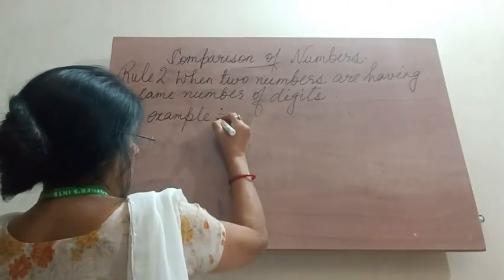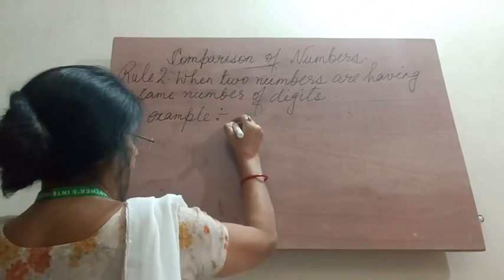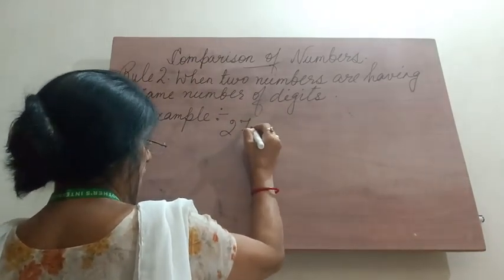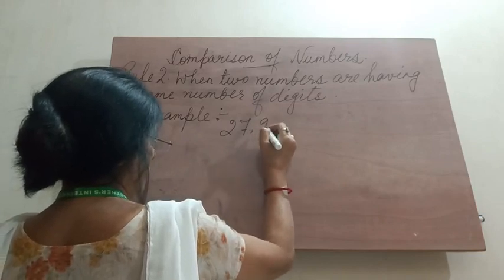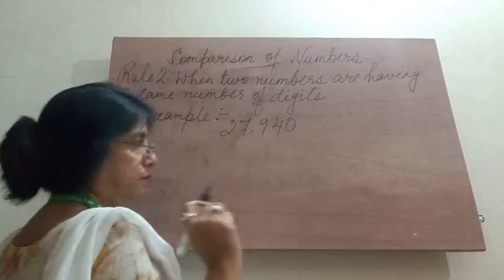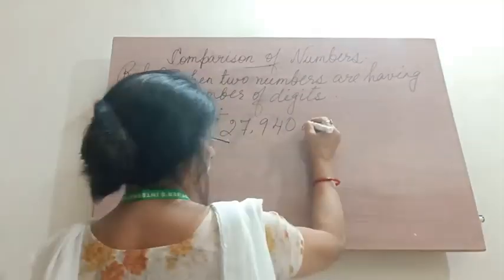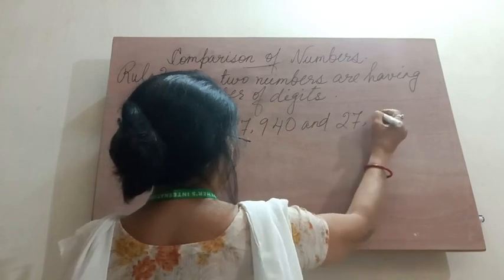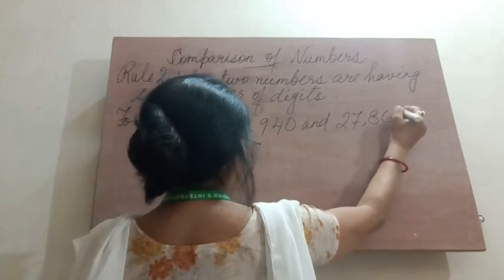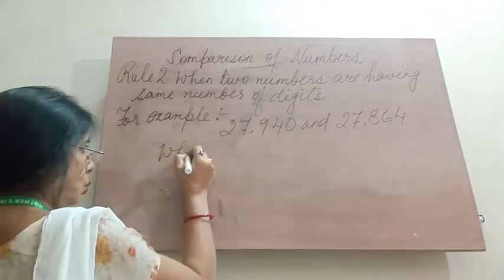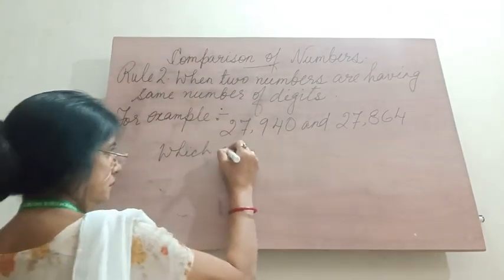Let's take the second example of rule 2, that is 27,940, the first number. And the second number is 27,864. Again, the same thing, we have to find out which number is greater. Clear to you?